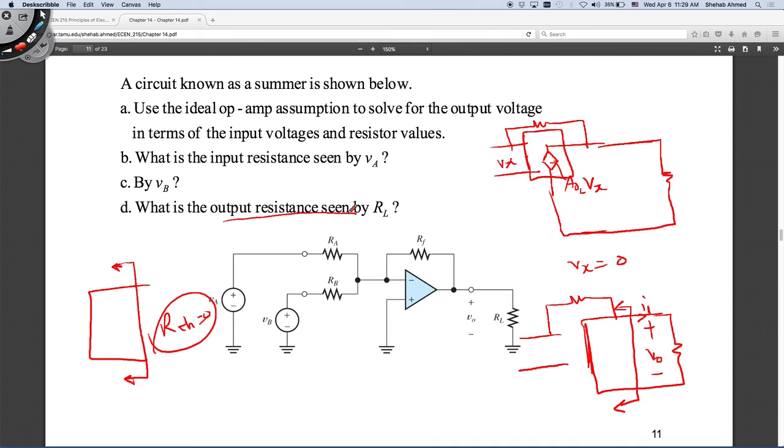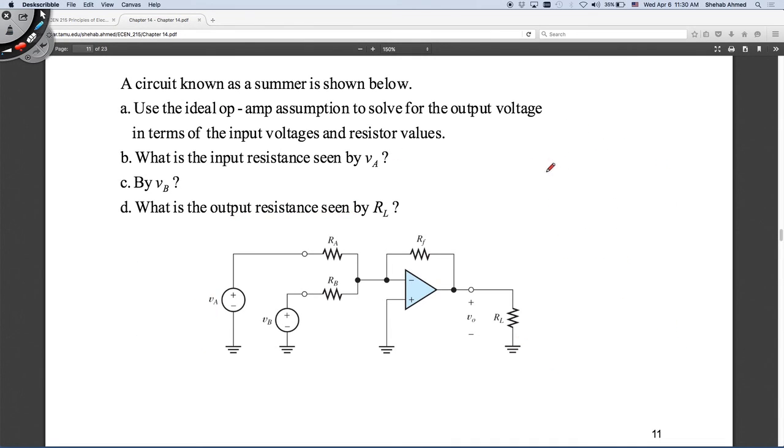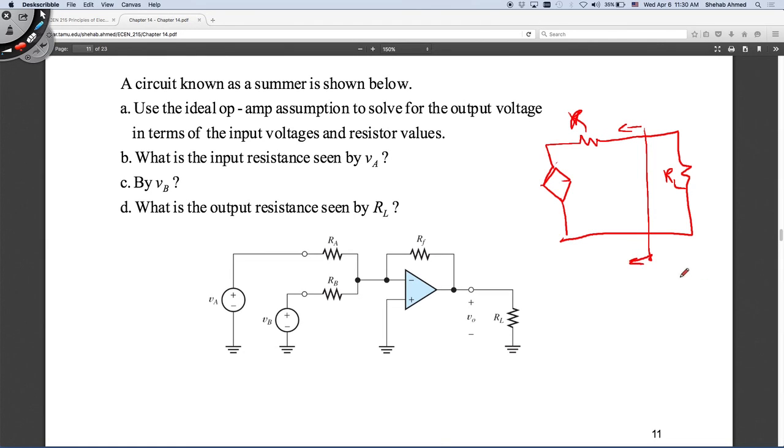How about if I do this? Put this dependent source and have a resistance here, and this is your output. This is RL and this is R. Again, what is the output resistance seen by your load? What do you do?